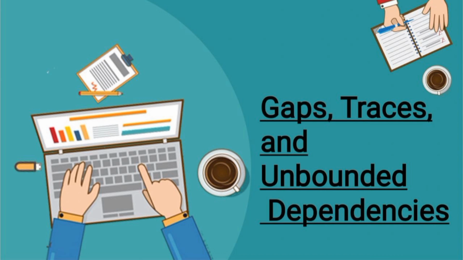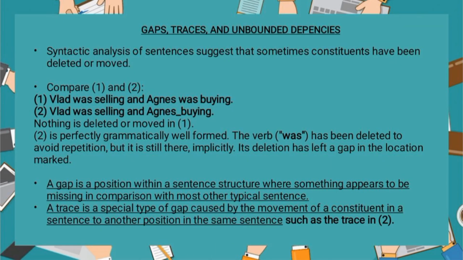Gaps, traces, and unbounded dependencies. Syntactic analysis of sentences suggests that sometimes constituents have been deleted or moved. Compare 1 and 2. Number 1, Vlad was selling and Agnes was buying. Number 2, Vlad was selling and Agnes buying. Nothing is deleted or moved in number 1. Number 2 is perfectly grammatically well formed. The verb was has been deleted to avoid the repetition, but it is still there implicitly. Its deletion has left a gap in the location marked.